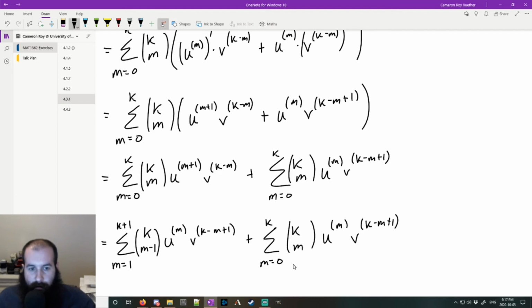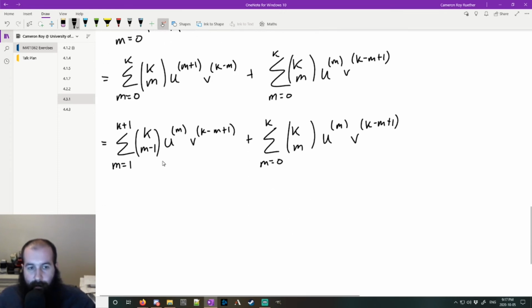And you'll notice that in doing so, we now have u to the m, v to the k minus m plus 1, and over here we have the same, u to the m, v to the k minus m plus 1, which means that we can add these where their indices match. However, this starts at m equals 1, and this starts at m equals 0. So this has an extra term, and so does this one. It has an extra term at k plus 1. So we need to pop off the last term of this and pop off the first term of this.